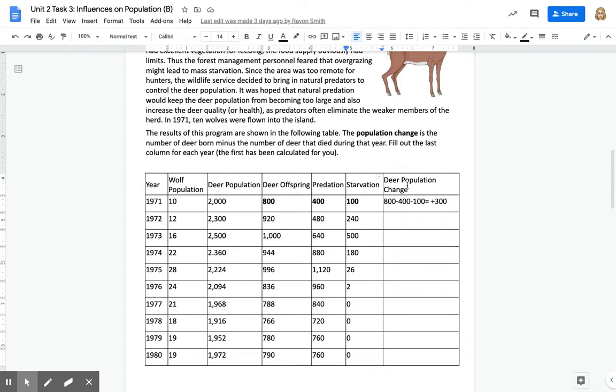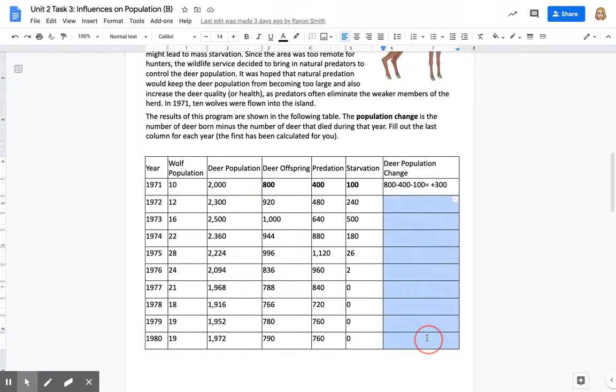So to calculate the overall population change, we're going to take the number of births or offspring, which is 800, minus the deaths, so minus 400 and minus 100. Overall, that's going to give us plus 300. So from 1971 to 1972, when we consider all the births and all the deaths, the deer population goes up by 300. And we can see that is verified if we look at the difference between 1971 and 1972, the population goes up. Now you're going to calculate this for the entire table.